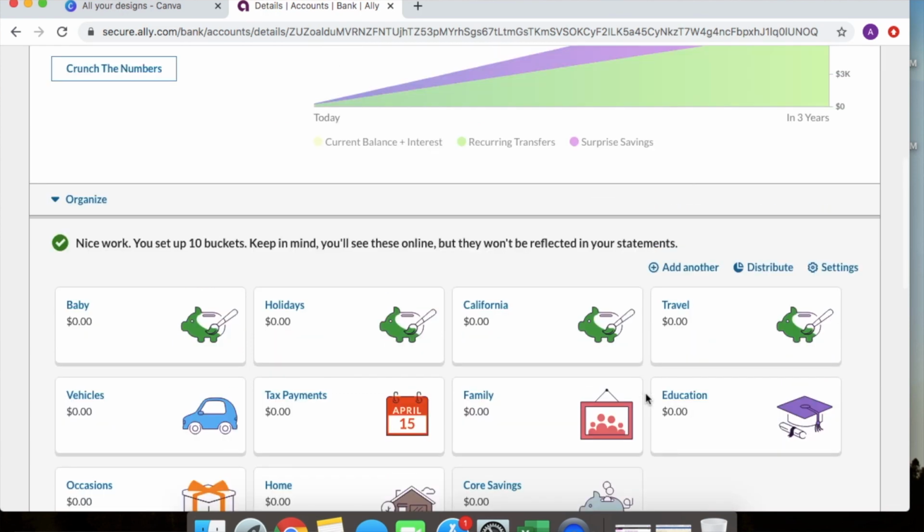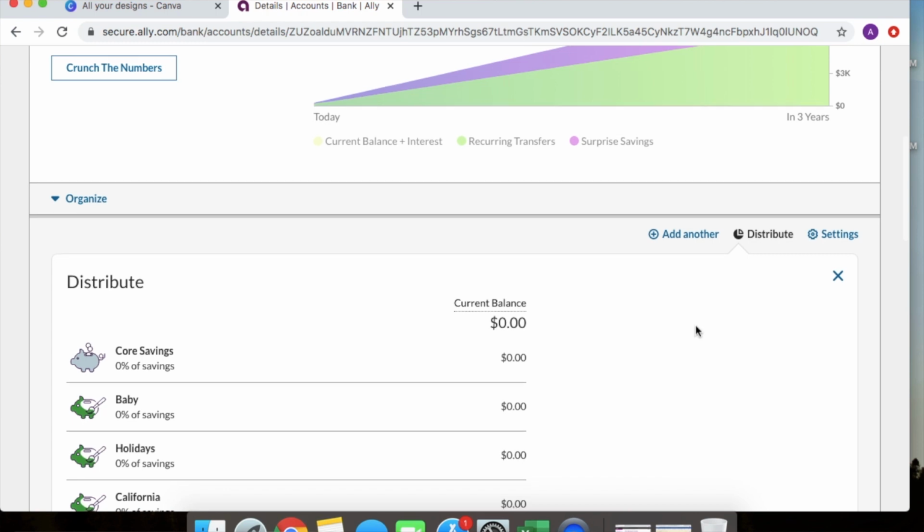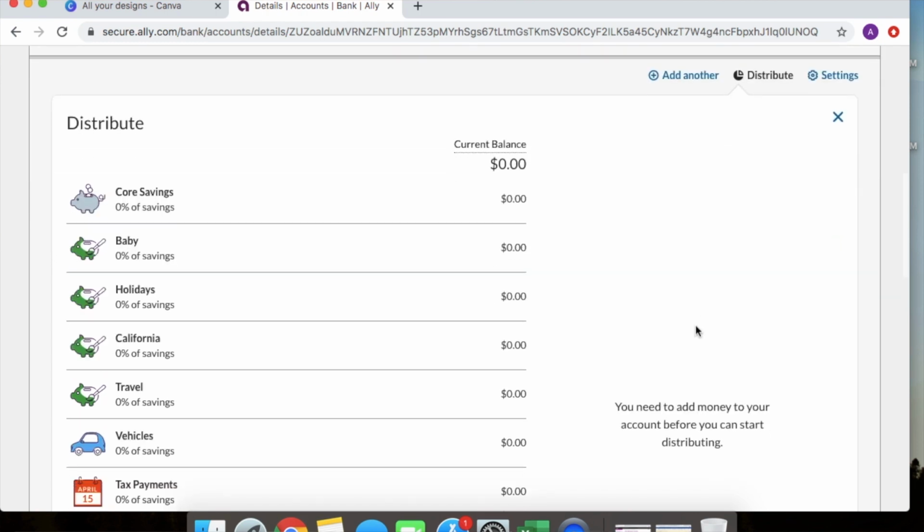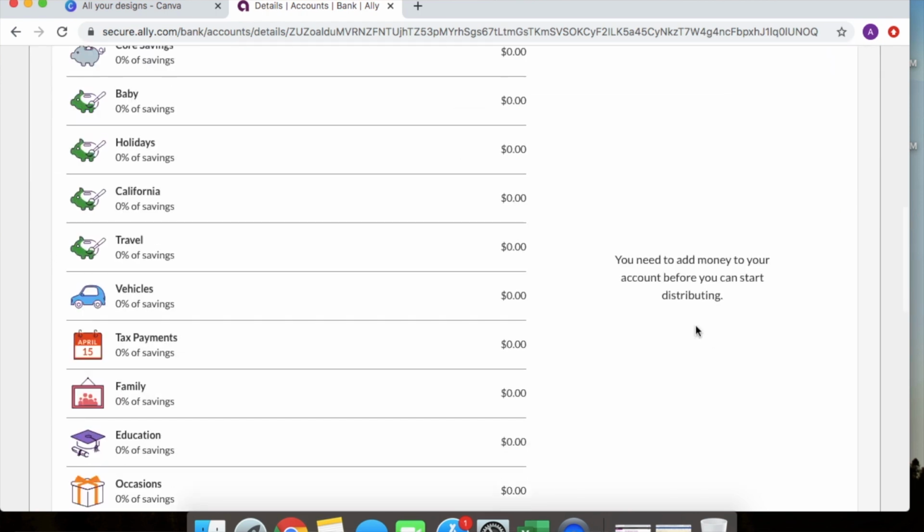Let's talk a little bit about how Ally sets up their savings account bucket system. Once you sign up for your account, you will transfer your money into your account. I deposited $300 and went ahead and started to disperse those into my buckets. And here's the way that I set up my buckets.